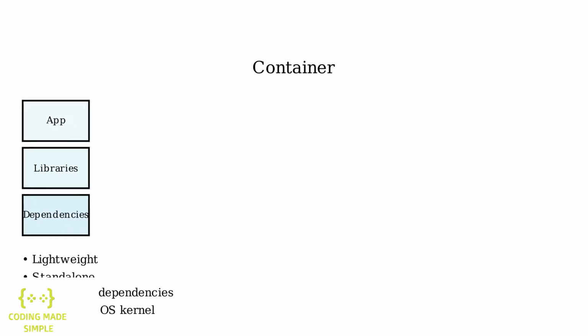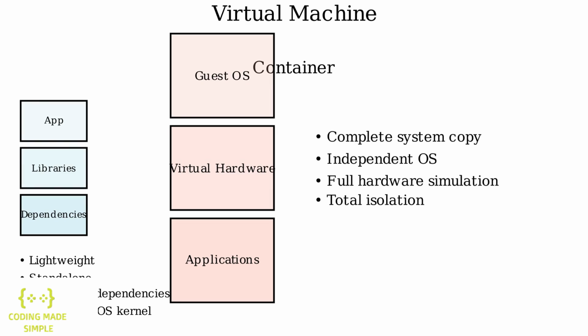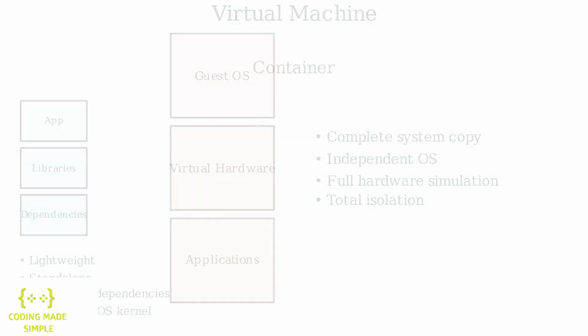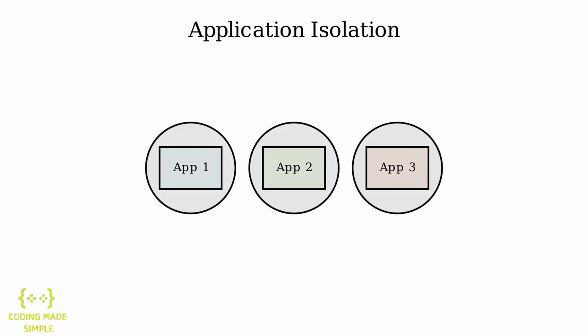In contrast, a virtual machine is a complete copy of a computer system, including its own operating system and virtual hardware. Virtual machines provide complete system isolation by simulating an entire computer, including hardware resources and a separate operating system. Both containers and virtual machines achieve application isolation, but in different ways. Each application runs in its own isolated environment, preventing conflicts and ensuring security.